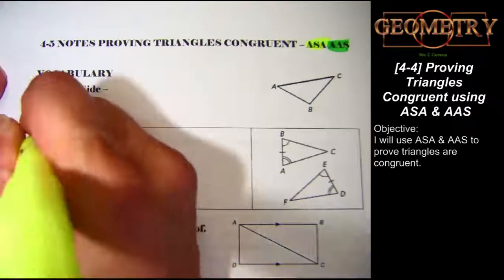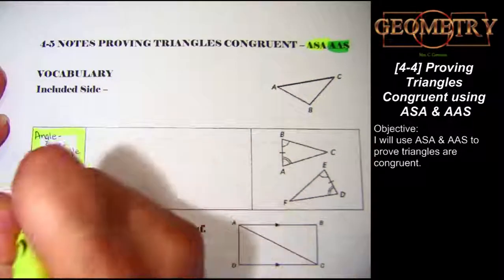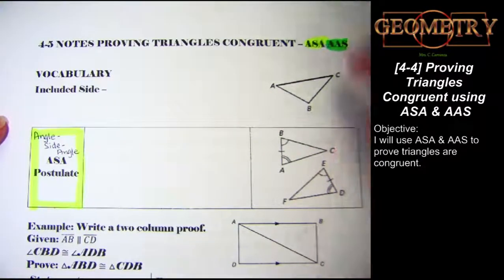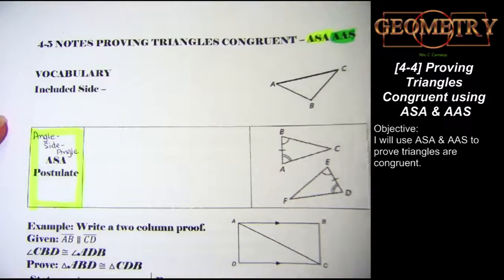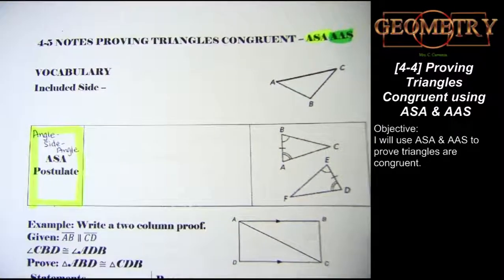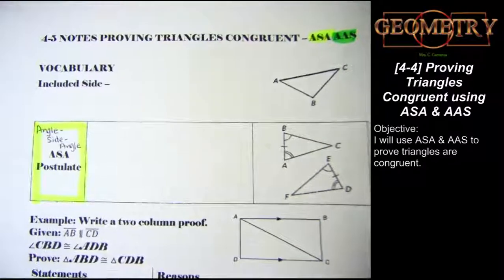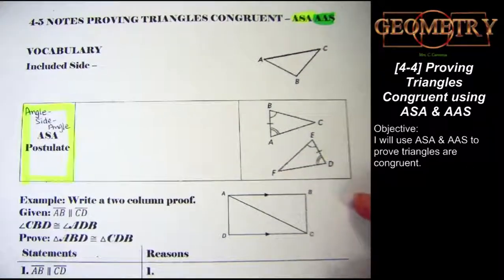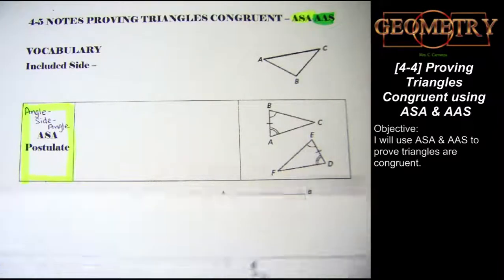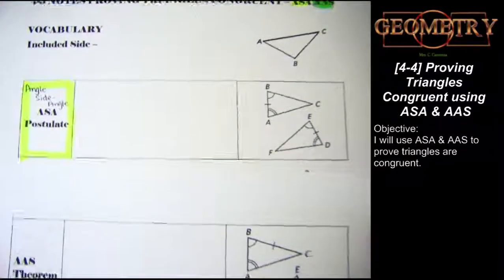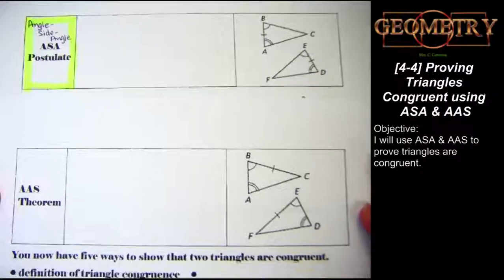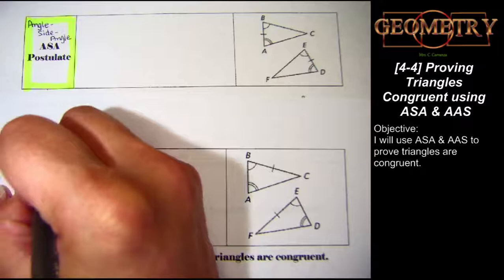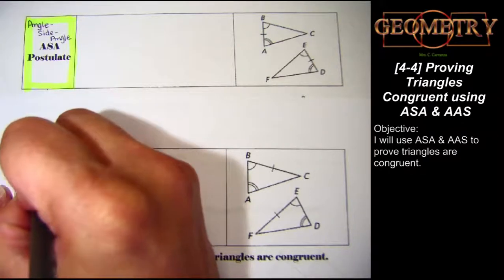So here is our angle, side, angle postulate. Based off of what you recall, what do you think AAS stands for? Angle, angle, side. So on your second page of notes, I'd like you to please find the AAS theorem, and please make a note for yourself that this stands for the angle, angle, side theorem.